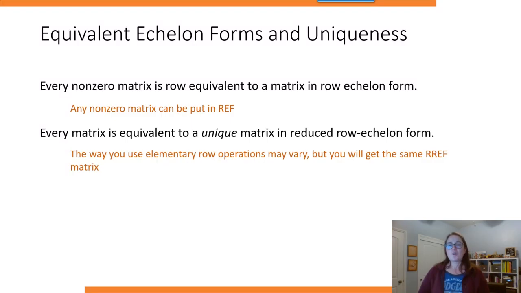Okay, I hope you're ready to get started with some Gauss-Jordan elimination and Gaussian elimination now.